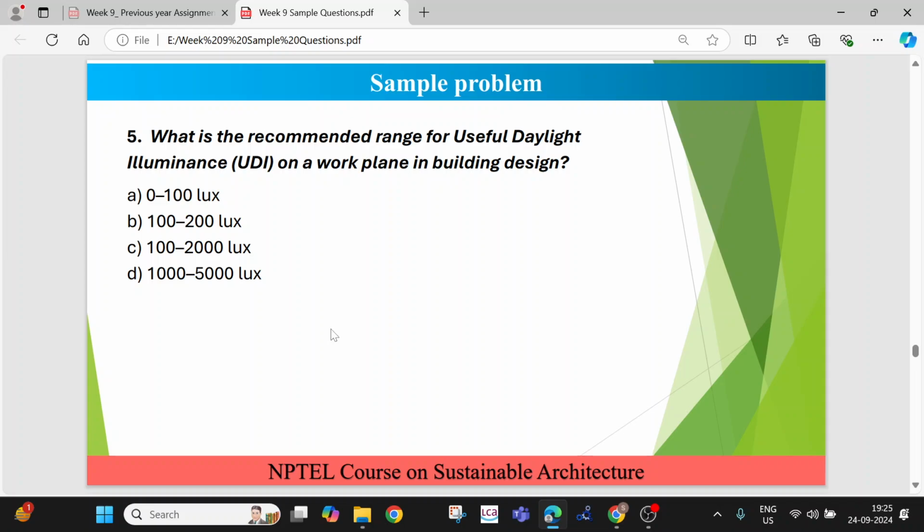This UDI value is the annual occurrence of daylight on the work plane, and the range is considered optimal for providing glare-free natural lighting while eliminating the need for artificial lighting as well. Fine. Let's move to the next question.